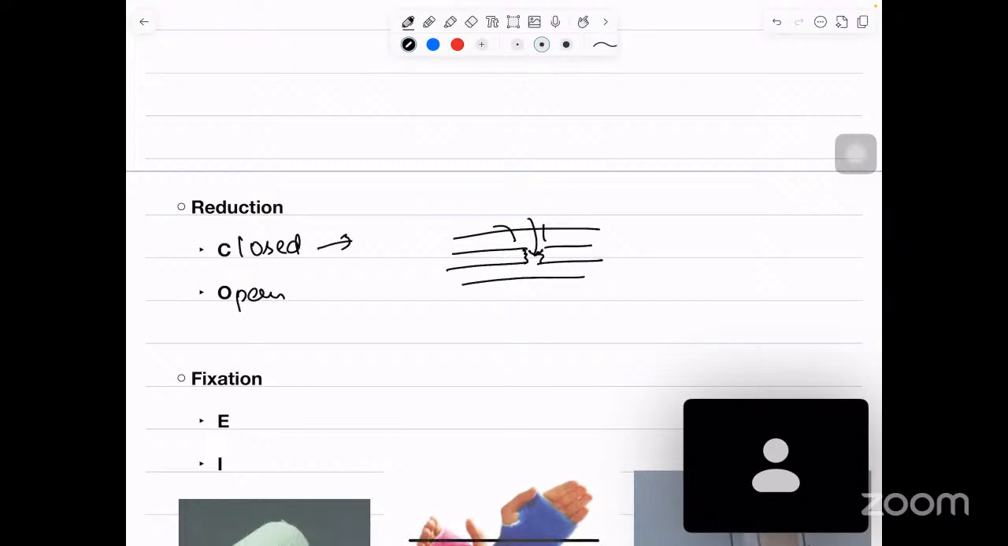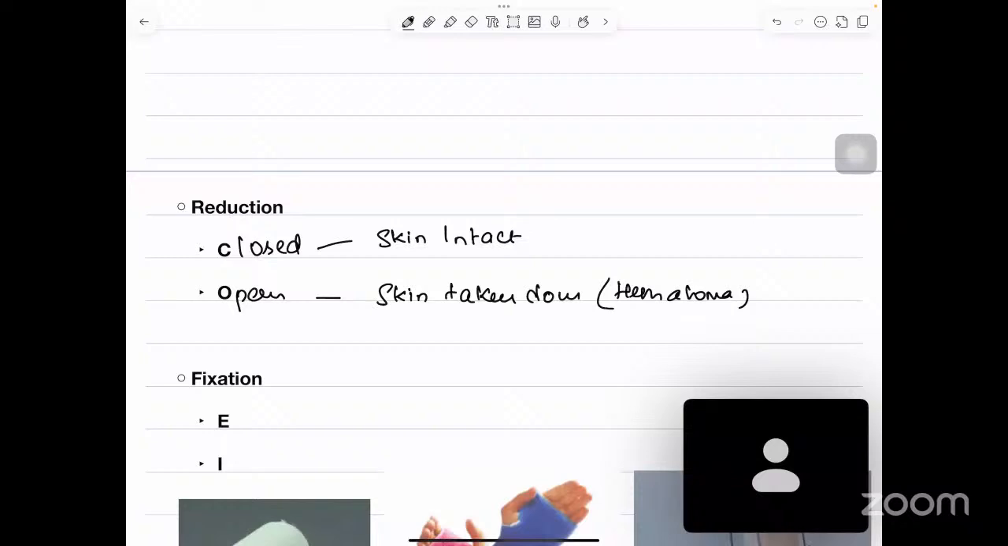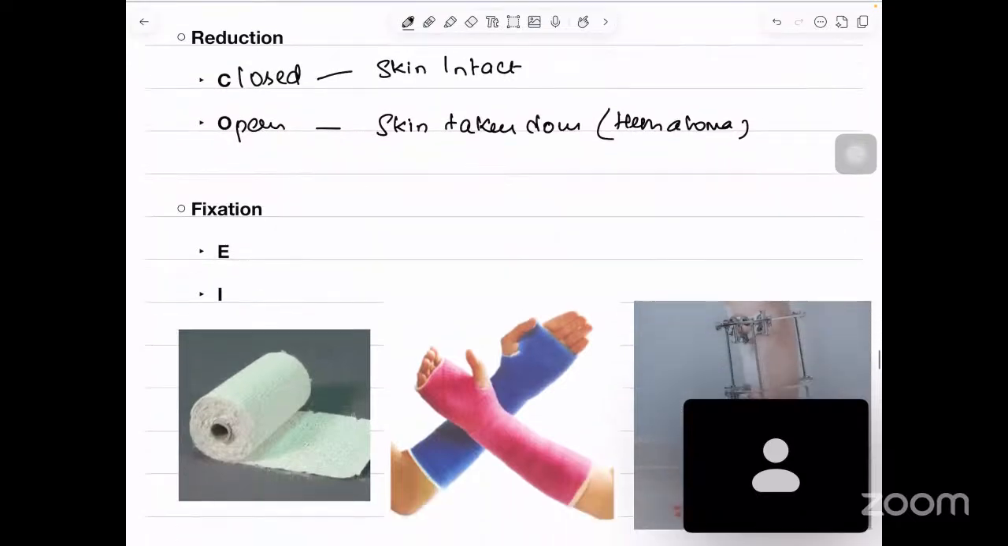Okay, in this, closed is skin is intact, open is skin is taken down. Not exactly skin, hematoma is taken down. Once you touch the fracture hematoma, it is open. Okay, fixation: how to fix the fracture, either it's an external fixation or an internal fixation.